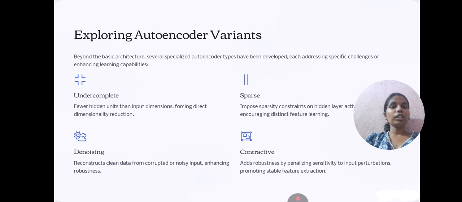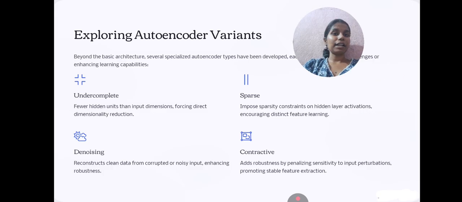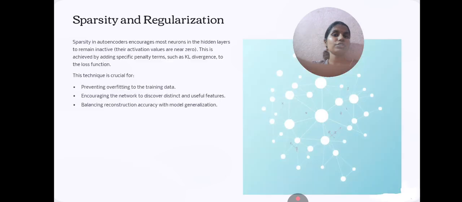Undercomplete has fewer hidden units than input dimensions, forcing direct dimensionality reduction. Sparse imposes sparsity constraints on hidden layer activations, encouraging distinct feature learning. Denoising reconstructs clean data from corrupted or noisy input, enhancing robustness. Contractive adds robustness by penalizing sensitivity to input perturbations, promoting stable feature extraction.